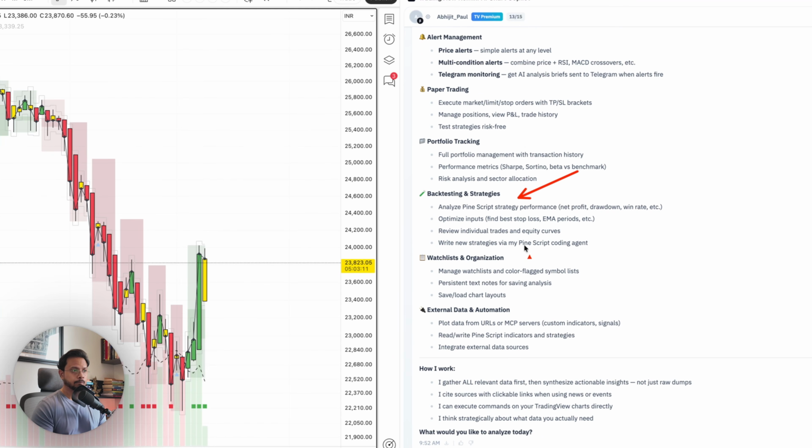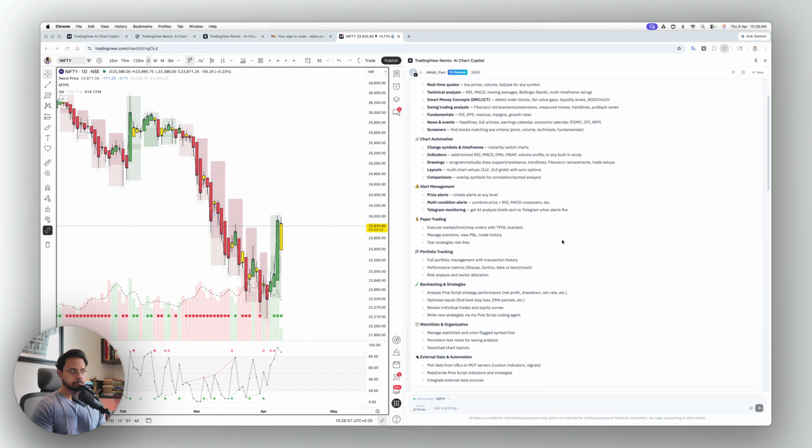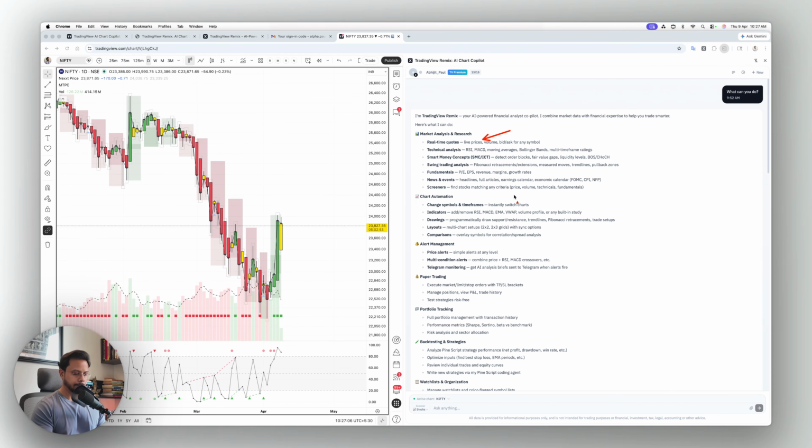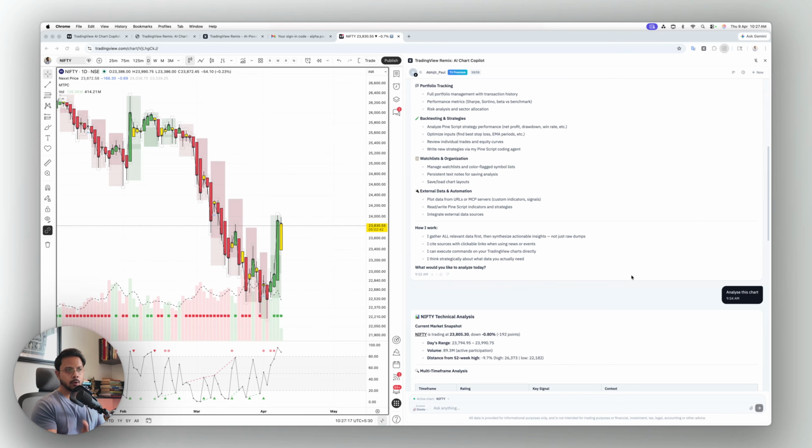Backtesting, watch list and organization, external data automation. So as per the Copilot, let's call him himself, there are 1, 2, 3, 4, 5, 6, 7, 8 major categories. And within these 8 major categories, there'll be hundreds of possibilities. So it's pretty much rich, and it depends on what we throw at him and what we want. So it can do a lot.